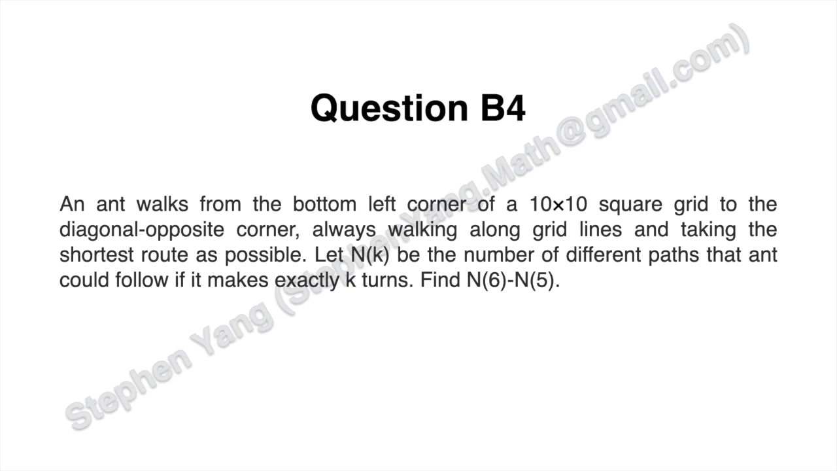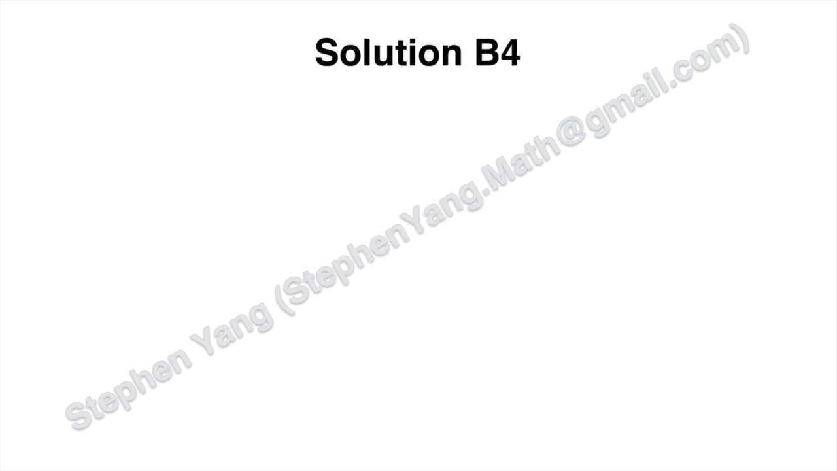And now let's get into question B4. The question is: an ant walks from the bottom left corner of a 10 times 10 square grid to the diagonally opposite corner, always taking along grid lines and taking the shortest route possible. Let n_k be the number of different paths that an ant could follow if it makes exactly k turns. Find n6 minus n5.